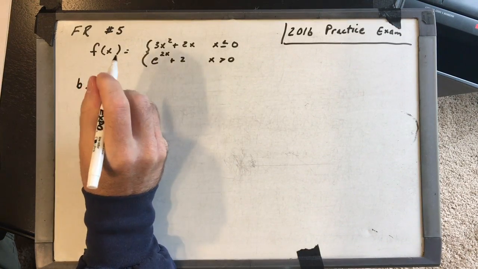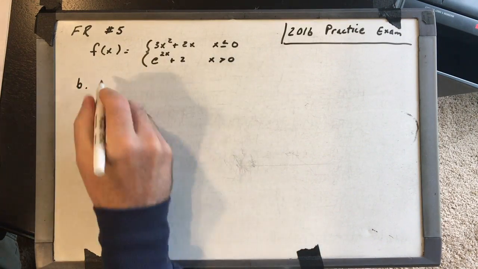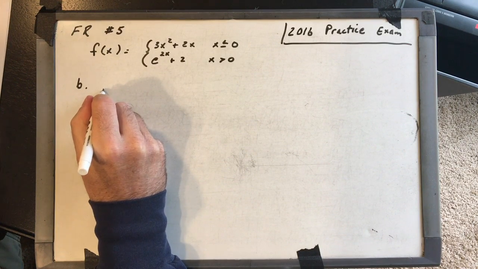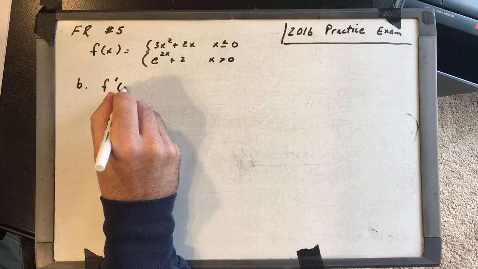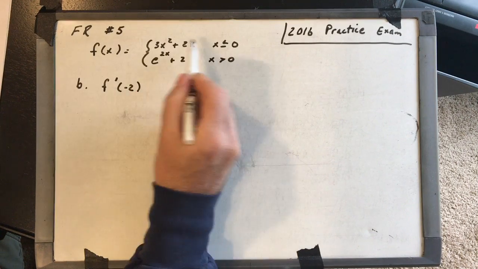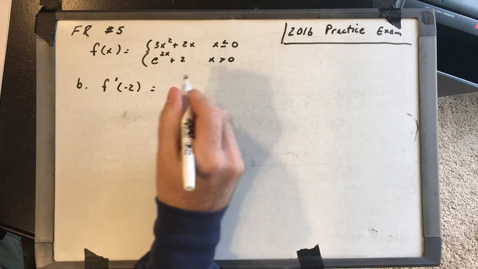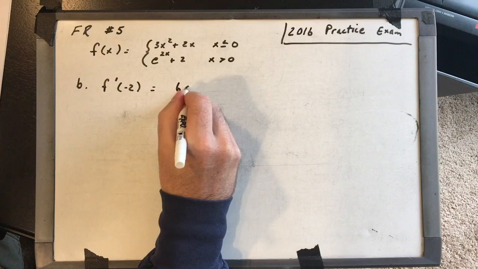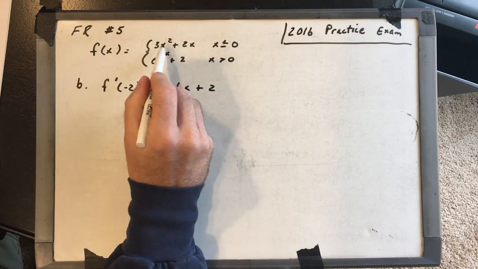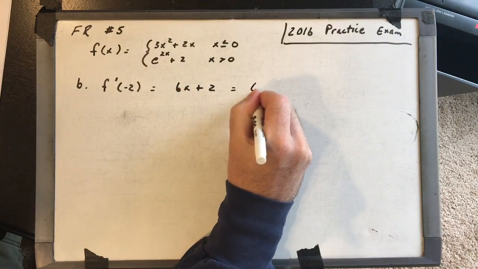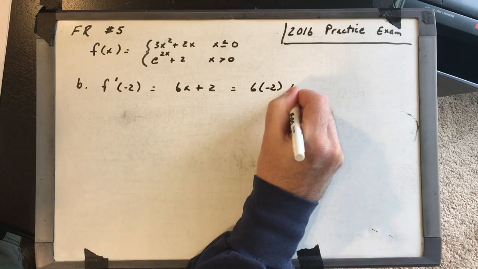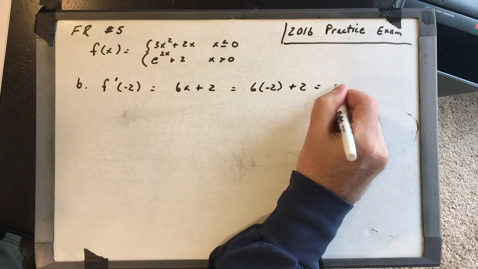Part B says find f prime of -2 and f prime of 3. Okay, so f prime of -2, so we're going to use the top equation. So that's going to be 6x plus 2, right? The derivative of the top. So that would be 6 times -2 plus 2, which is -12 plus 2, -10.